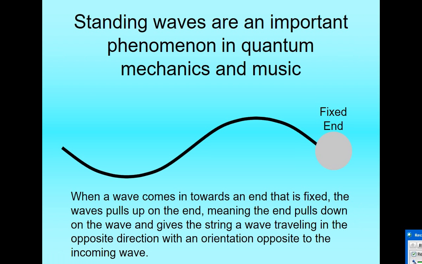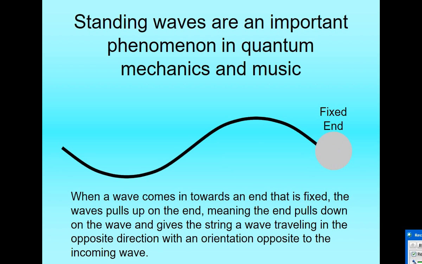So that's some important parts of interference: constructive interference, destructive interference, interference in general. But there's an application of interference that is of substantial importance in quantum mechanics, which maybe you don't care about, and music, which maybe you do care about. And this phenomenon of standing waves occurs when I have a fixed end, and in fact when I basically have two fixed ends, so that the wave has to bounce off of this fixed end.